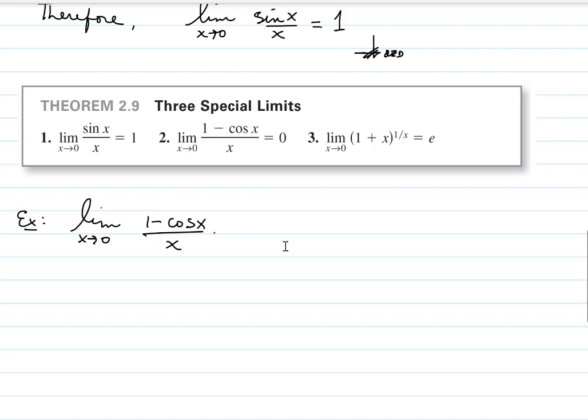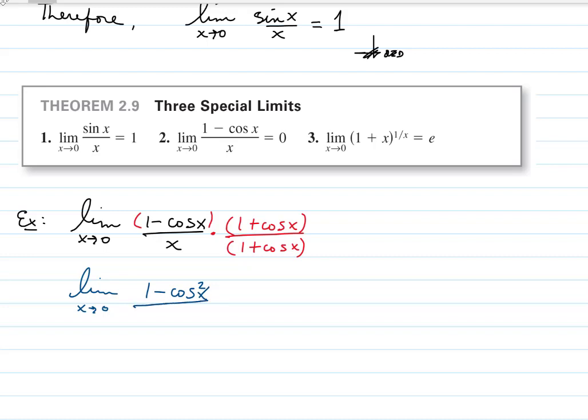So if you remember the conjugate idea, I'm going to multiply here top and bottom by 1 plus cosine x, all over 1 plus cosine x, so same thing, okay? So I'm going to get that the limit is still the same thing as x goes to 0 of what? Well, when you distribute the numerator, you're going to get 1 minus cosine squared x, all of this divided by x times (1 plus cosine x).